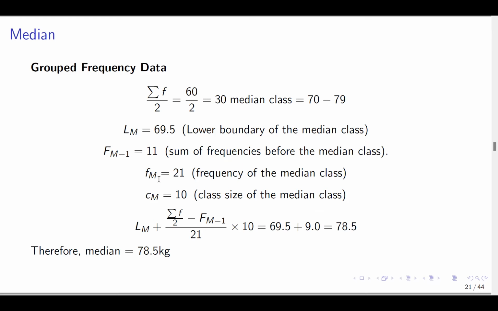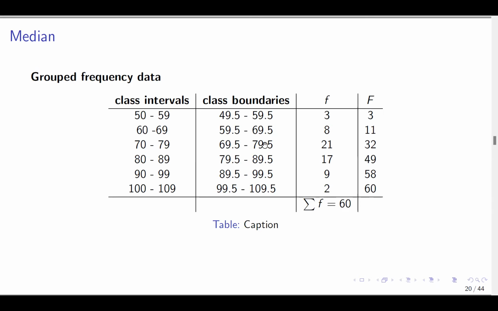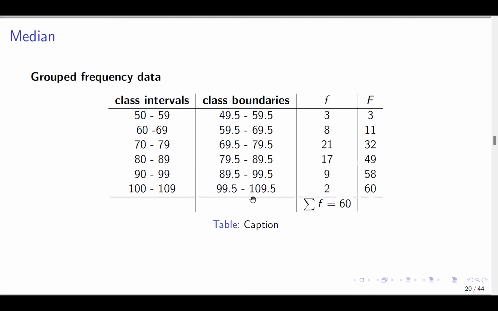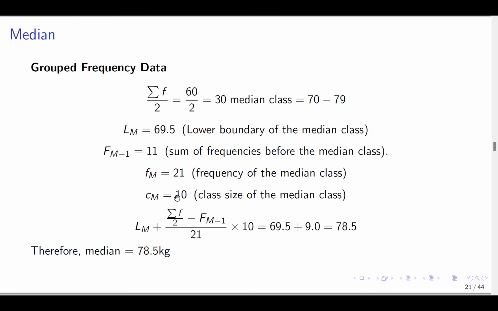Now, small f subscript m is the frequency of the median class. Now we have a median class here, the frequency is 21. So we have it there. Now c subscript m, it's not well written, is the class size of the median class. So if you take the median class, considering the class boundaries, the class size is 10. So we have it provided, all right?